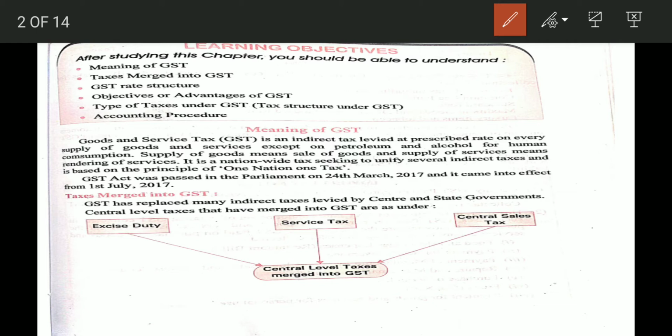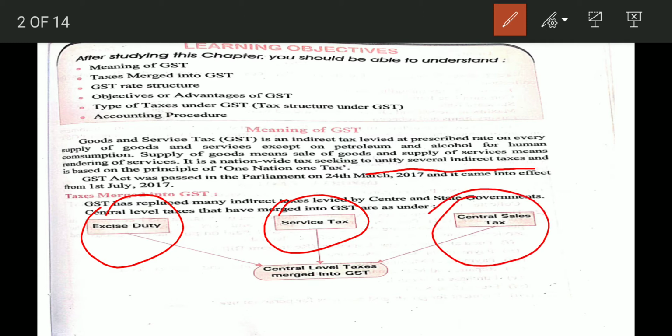Now here this GST has unified several indirect taxes, which means that GST has removed several indirect taxes, like excise duty, service tax, central sales tax, and merged them into one tax as GST. Now at every stage of production and buying and selling of goods from the wholesaler to the retailer, there were taxes which had to be paid. Like here the example is given: excise duty, service tax, import duty, VAT. VAT is one of the most common taxes which had to be paid at every stage.